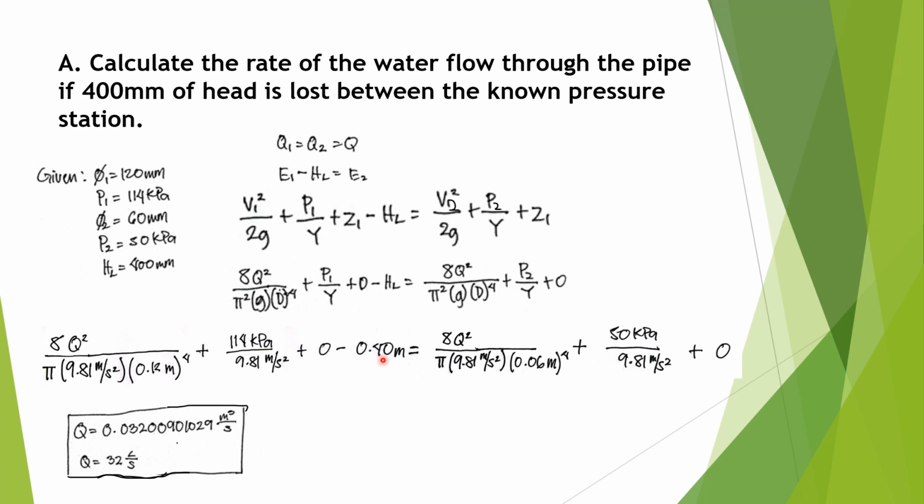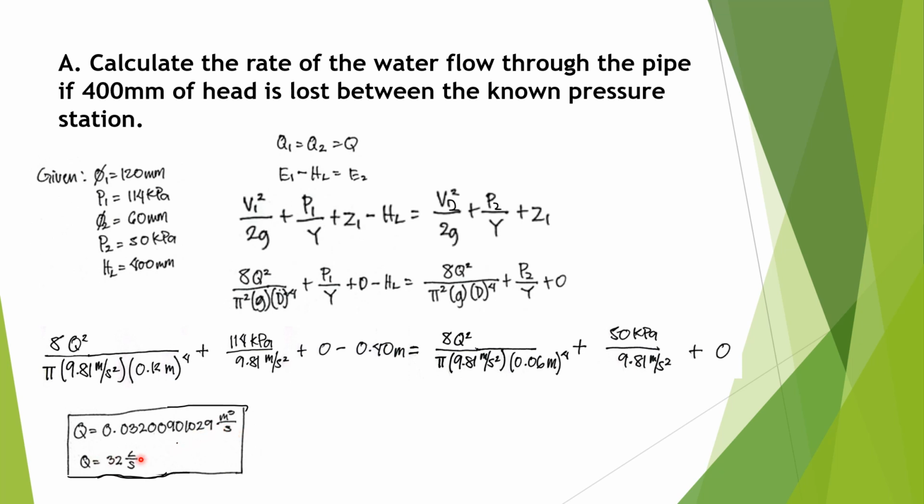0.40 meter. It equals 8Q squared over pi times 9.81 meters per second squared times our diameter 2, which is 60 mm. So it is equal to 0.06 meter to the power of 4, plus our pressure 2, which is 50 kPa divided by 9.81 meters per second squared, plus 0. So our discharge is equal to 0.03200901029 cubic meters per second.